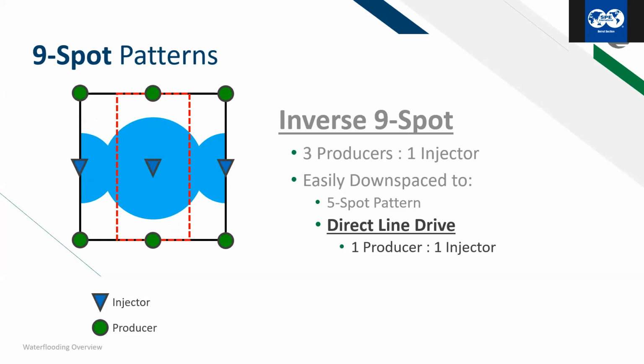The other way that you can downspace a 9 spot is to a direct line drive. And again, this has the same efficiency as a 5 spot pattern. It's got that 1-to-1 ratio. Although all the injectors and all the producers are lined up, this pattern is more useful than a 5 spot when you have a very strong directional flow in your reservoir. That way you're able to orient and kind of guide where your flow will go.